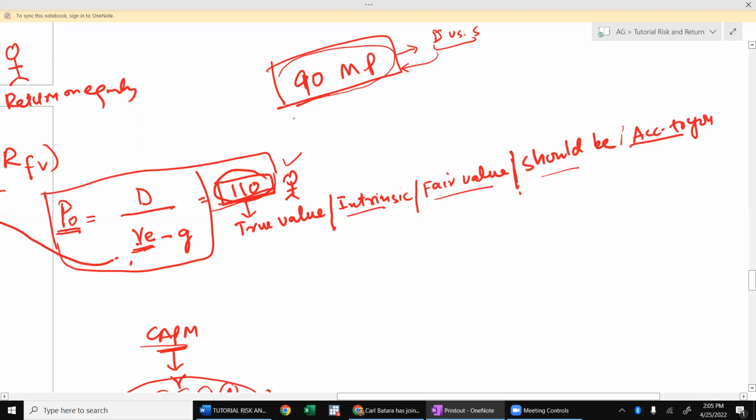So I will be happy to buy this bond, this asset, because it is cheaper, and I was ready to pay 110. According to me, its price should be 110, but in the market it is 90. So I will call it undervalued.